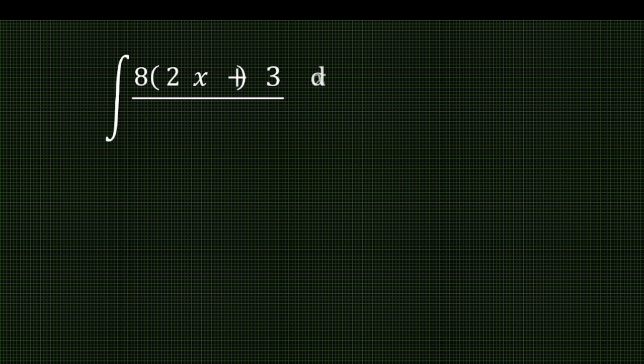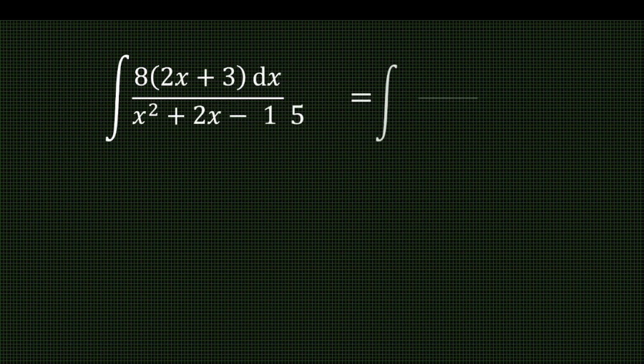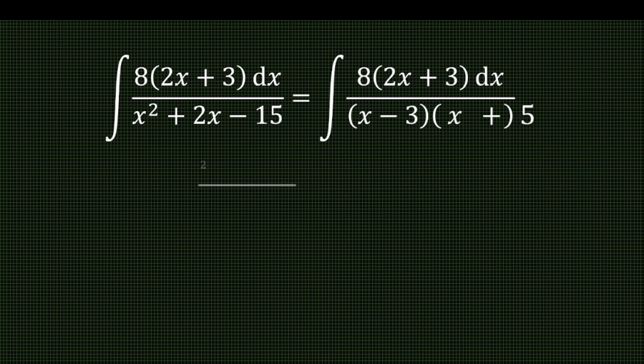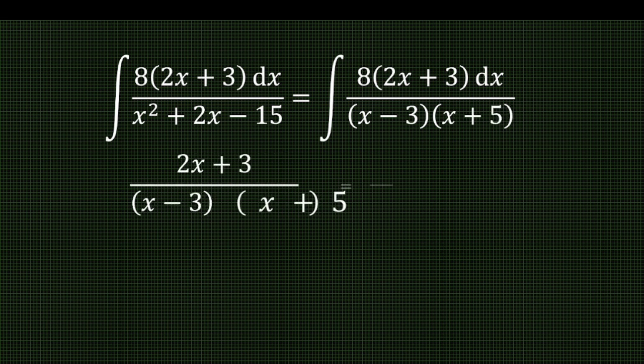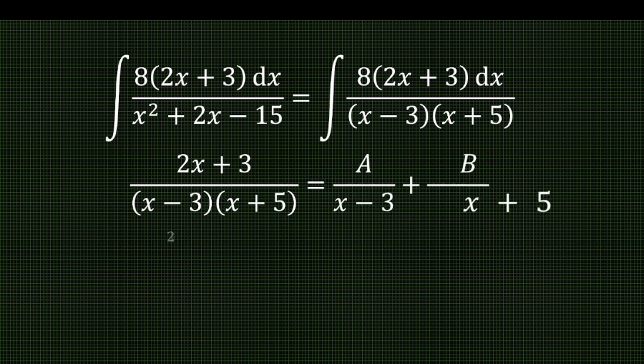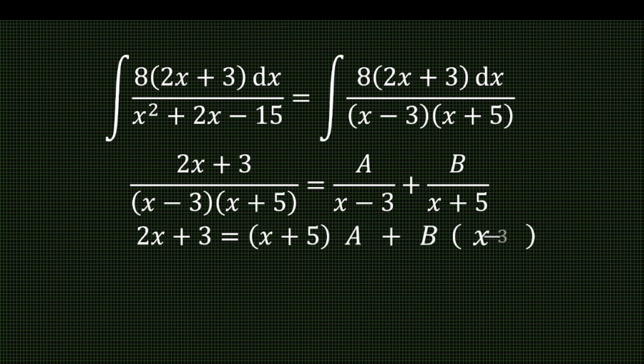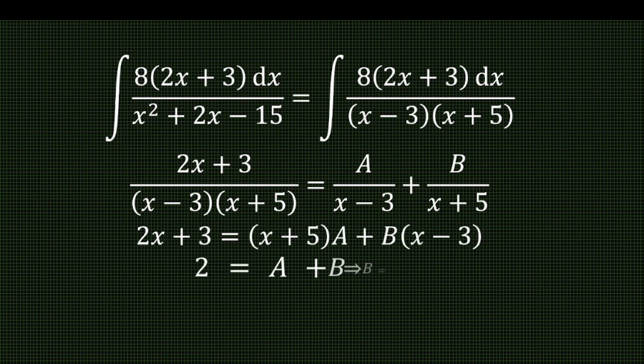f(x) is equal to 8 into (2x plus 3) divided by (x square plus 2x minus 15). Notice the quadratic equation in the denominator. We can easily factorize this into (x minus 3) into (x plus 5). Whenever we see a linear term in the numerator and distinct linear factors in the denominator, we can solve it by partial fractions. So A by (x minus 3) plus B by (x plus 5).